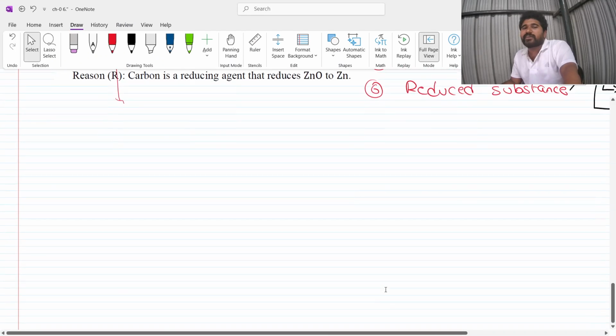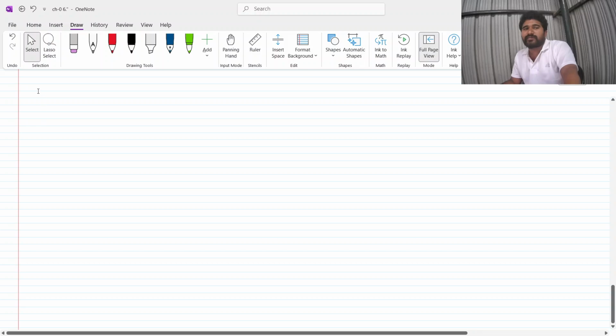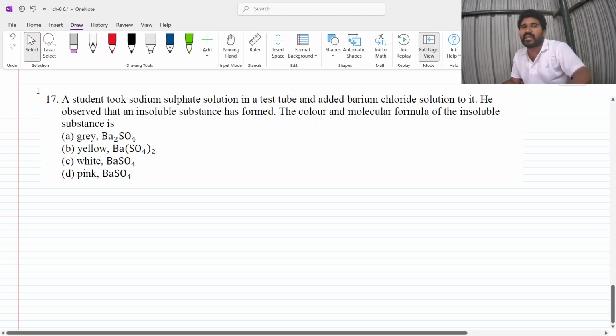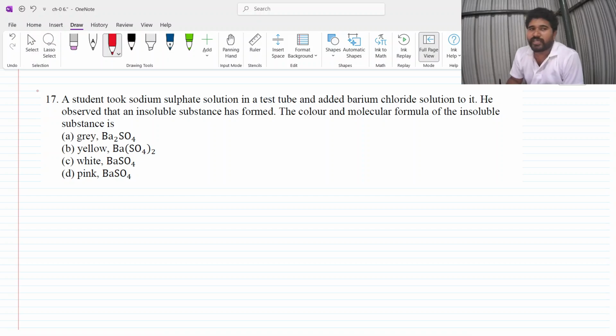Please write down the reaction. Related chemical reaction: sodium sulfate. Is it balanced? No. Na2SO4 is the proper compound. In a test tube, barium chloride BaCl2 was added, and he observed that an insoluble substance has formed.